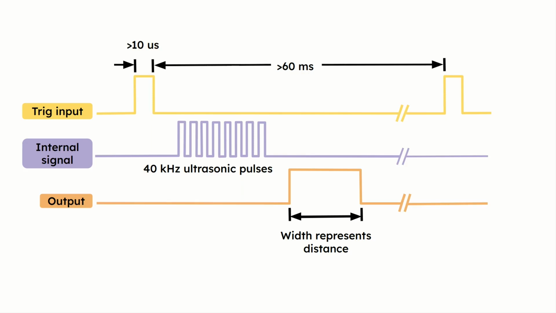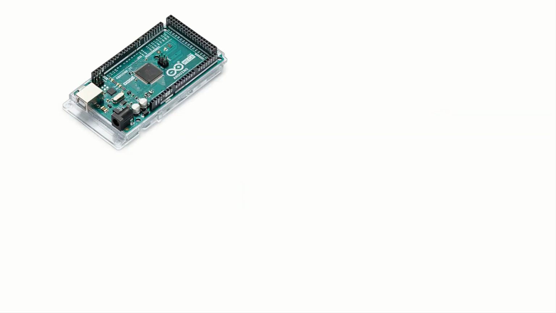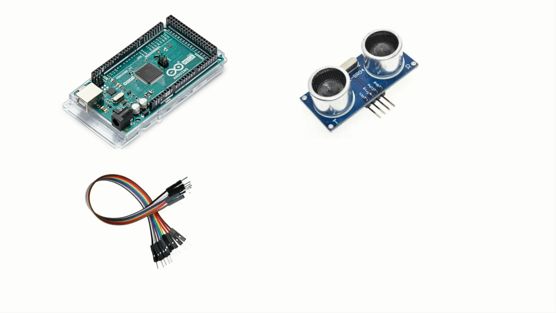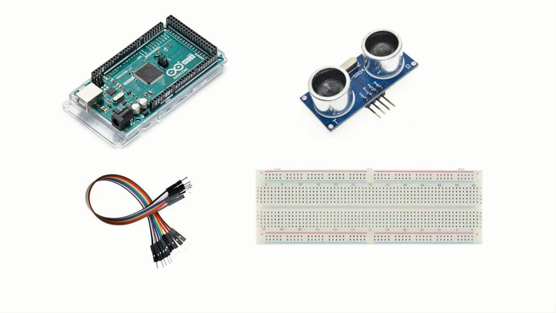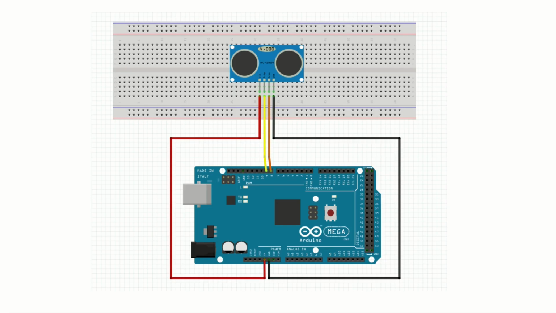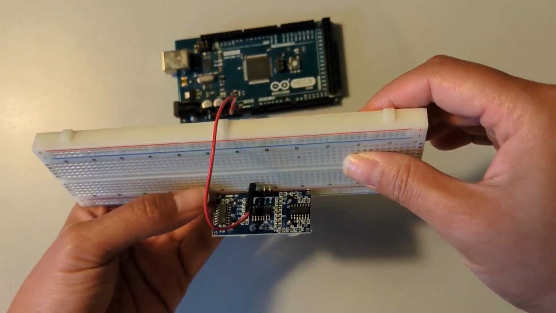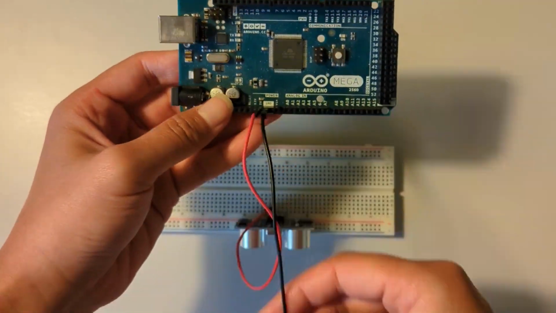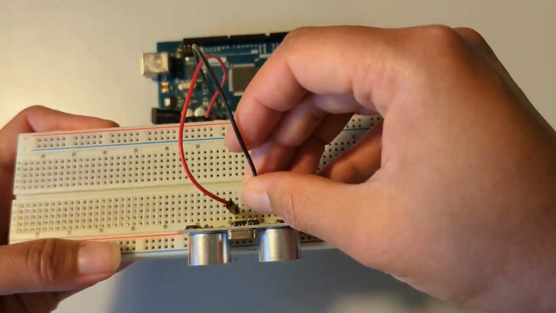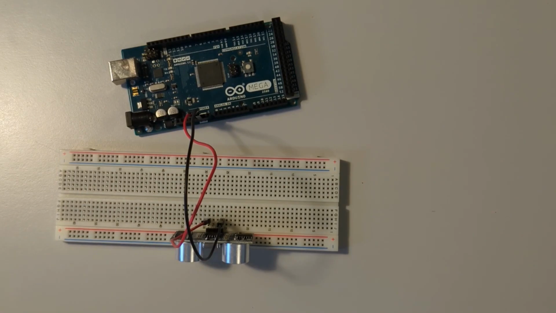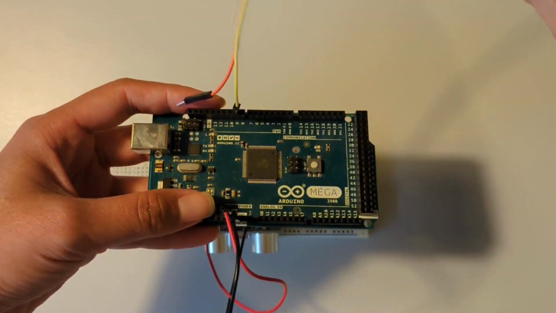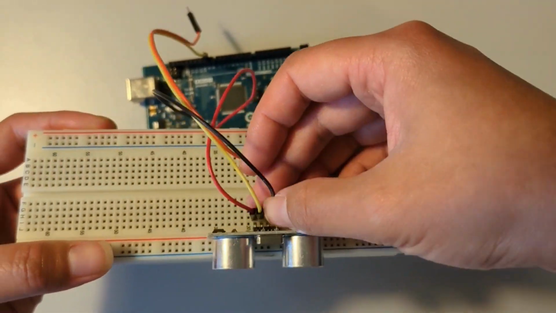To test out this sensor with Arduino, you will need an Arduino board. I'm using the Arduino Mega, but an Arduino Uno will work too. Some jumpers, an HC-SR04 ultrasonic sensor, and a breadboard. Let's connect the HC-SR04 to the Arduino. Connect VCC to the 5V pin of the Arduino and the ground to the ground pin of the Arduino. Connect the trigger pin and the echo pin to any of the digital pins of the Arduino.